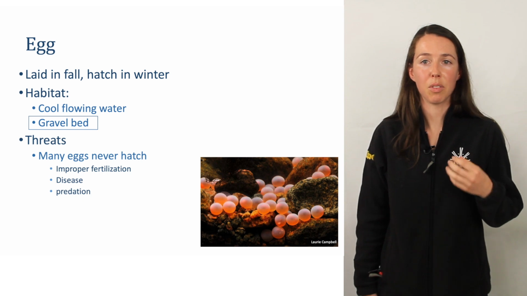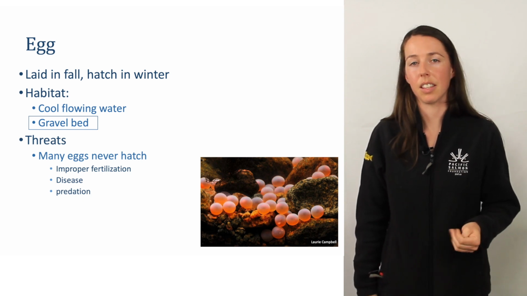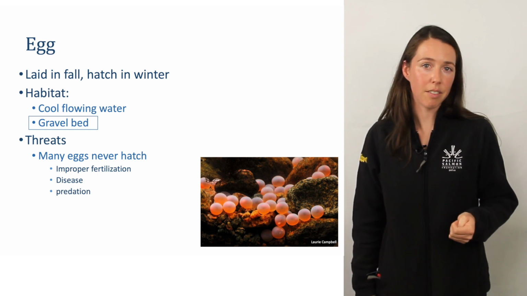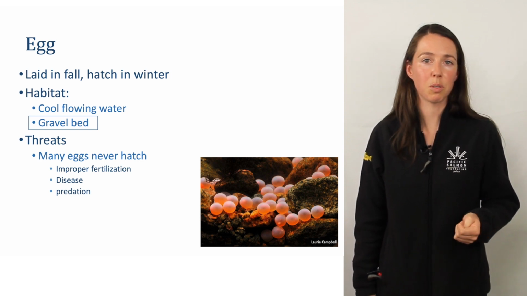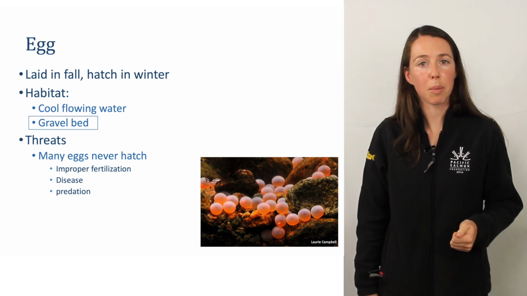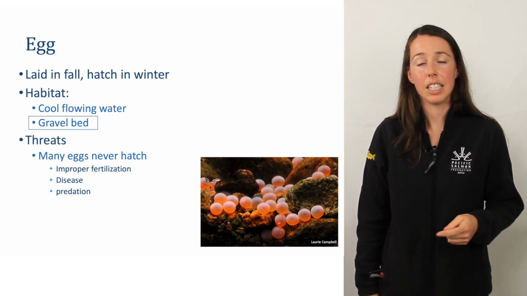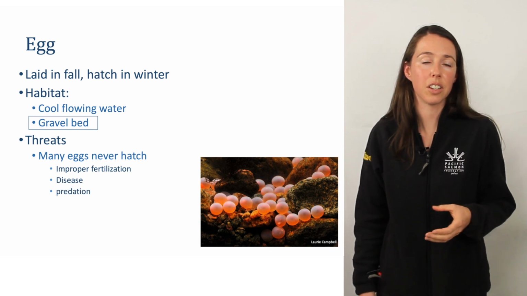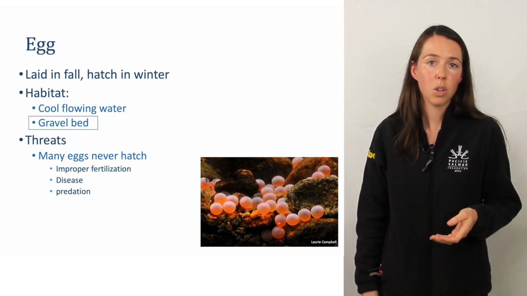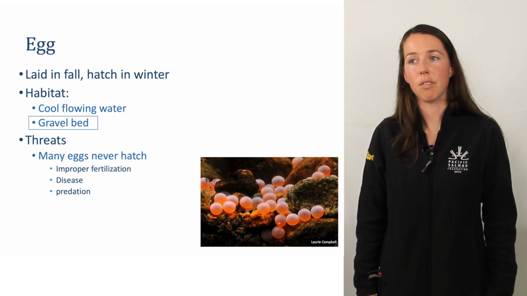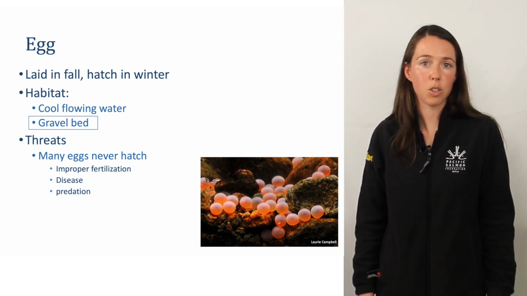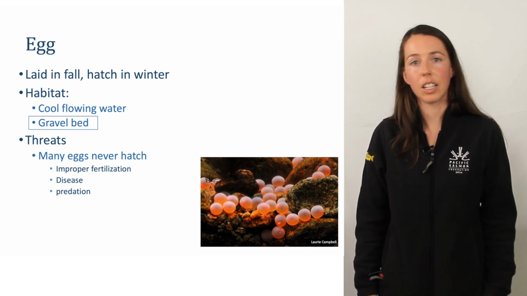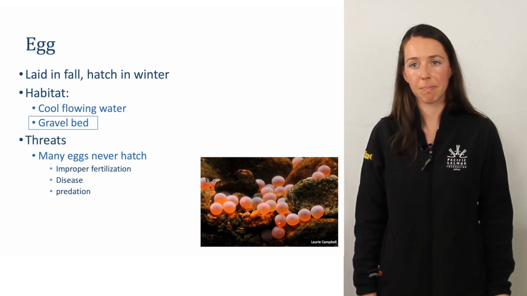So this gets us to some of the threats that eggs might face at this stage of their life. Many of the eggs that are laid will actually never hatch, and this could be due to a variety of reasons, such as improper fertilization of the eggs, disease. When you have lots of animals, or eggs in this case, close together, it's easier for a disease to spread, or predation. So we have other fish, other salmon and trout that will swim through the rivers and eat eggs, as well as birds can go through and pick through the eggs.